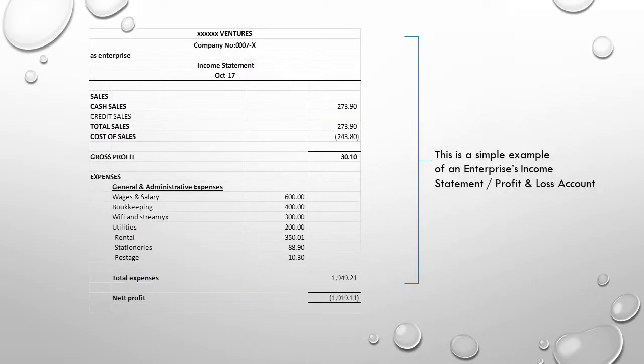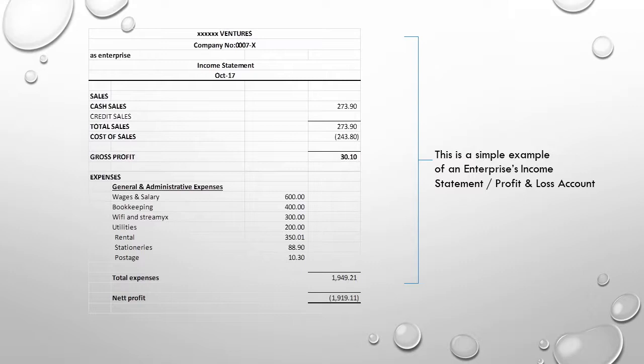Okay, this is a simple example of an enterprise income statement. I'm doing it as a crash course for an enterprise, meant for a new entrepreneur, so you can do this on your own. Maybe you don't have enough cash to appoint a bookkeeper or an accountant, so you can do it on your own until the business grows. This format is easy.